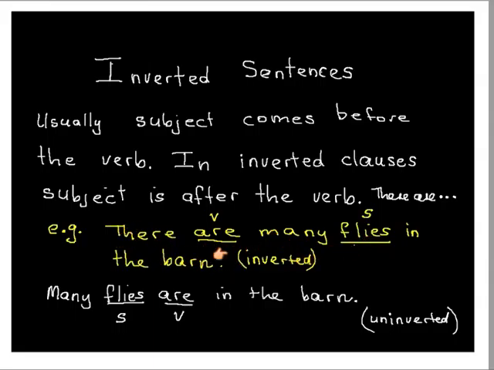This is the inverted one, because you see the verb is here and the subject comes after the verb. The uninverted form of the very same sentence would be many flies are in the barn. This is uninverted because the subject comes before the verb. Both are correct, and you just have to be careful of identifying your subject and verb by noting if the sentences are inverted or not inverted.